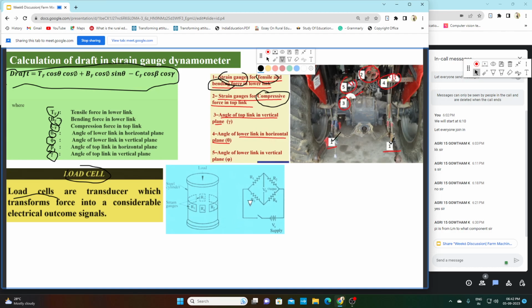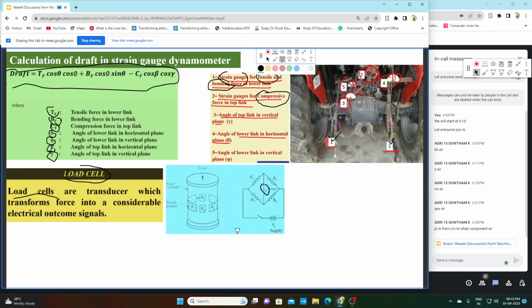According to the Wheatstone bridge, there will be no voltage output here if the resistances are balanced, but when the resistances are not balanced, there will be some voltage output in this terminal. So what happens is, when the strain gauge is subjected to a force, there will be some change in resistance, and due to that change in resistance, we can get the voltage output from this load cell.